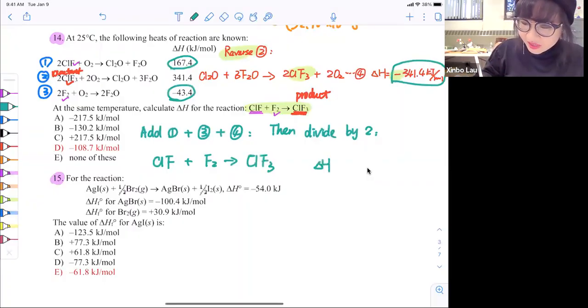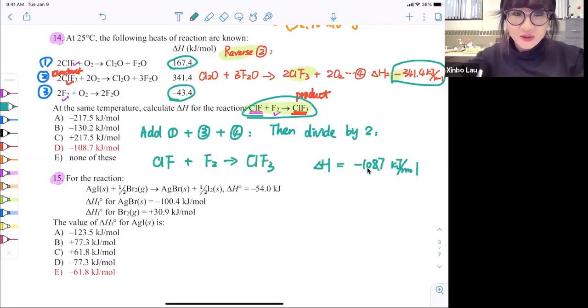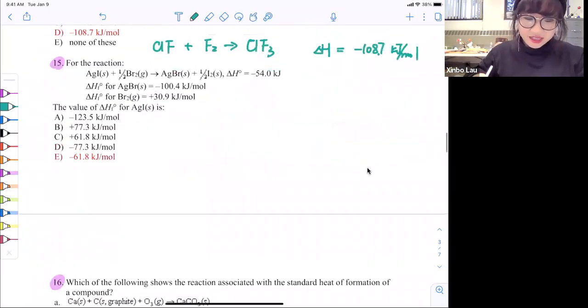Delta H of the final reaction I'm looking for will be negative 108.7 kilojoule per mole. So that's my answer. This is Hess's law, so for this type of question you need to know what to do. Okay, let's look at the next question.